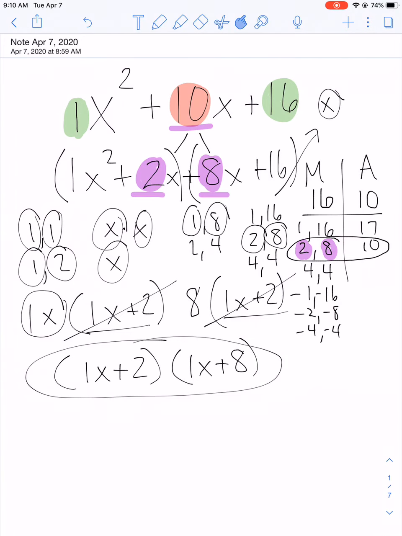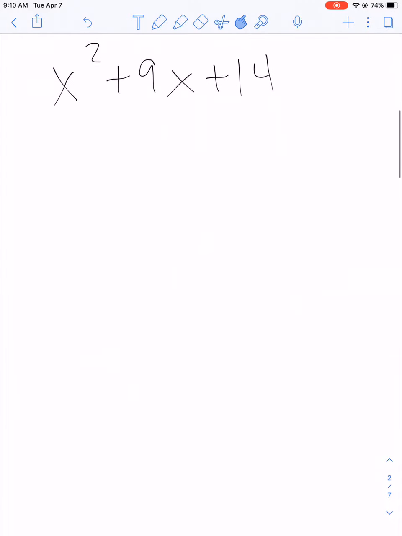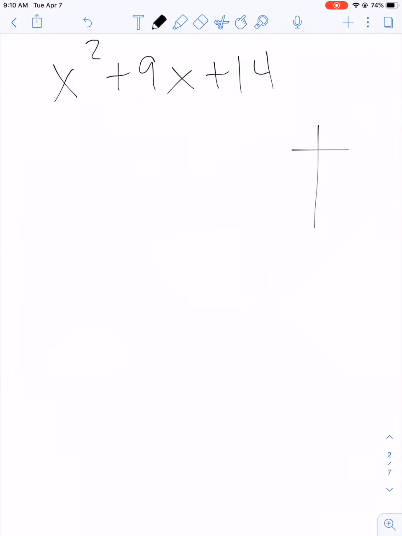All right, let's look at another. So again, you're creating a Ma chart. Now, some people call this the AC method. It's the same thing. We multiply the first 1 times the last 14. 1 times 14 is 14. Remember, your A is just your middle.